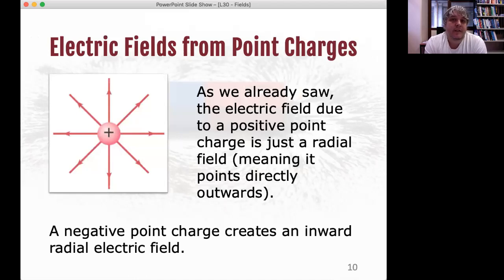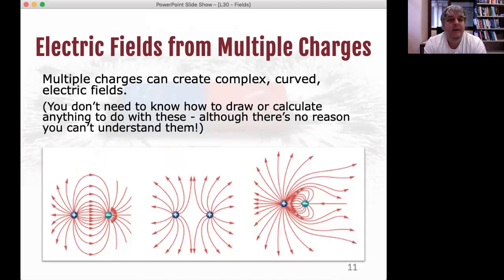As we already saw, with a single charged particle, the electric field is very simple. It's just radial fields, right? Radial meaning straight out from the center, like the radius of a circle, just straight out from the center outwards. That's all an electric field will be for a single point charge. A negative point charge will look exactly the same, but the arrows will be pointing inwards, because remember, field lines leave a positive particle and go into a negative particle. So a negative one would look exactly the same, but pointing inwards.